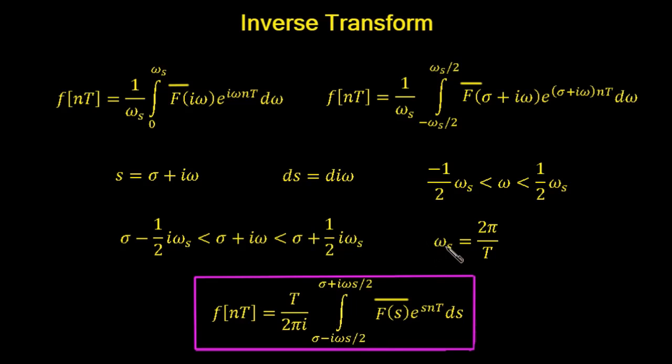Now also we've got omega s is equal to 2 pi upon T, so 1 upon omega s is going to be T upon 2 pi, so we've got T upon 2 pi here, and we've also got our value of i, which we got from the section up here when we did the differentiation. Again, we're going to replace our sigma plus i omega with the value of s. So we're going to get this equation here.